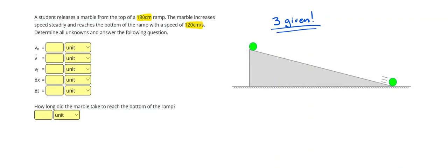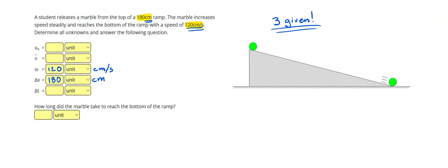180 centimeters. When I see that centimeters right there, I immediately know that that's going to be the displacement when you just see centimeters and not centimeters per second. Then it says the marble reaches the bottom of the ramp with a speed of 120 centimeters per second. The centimeters per second implies that it's a velocity. Since it says the bottom of the ramp, that's going to be my final velocity.